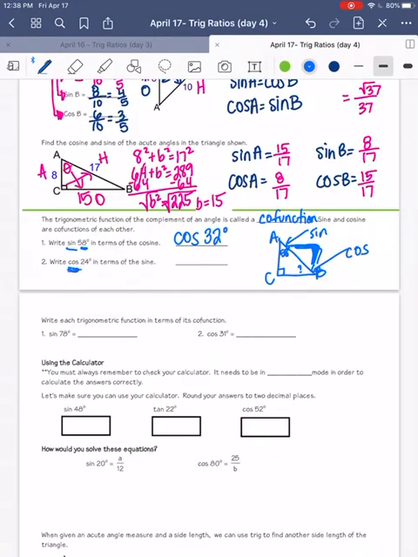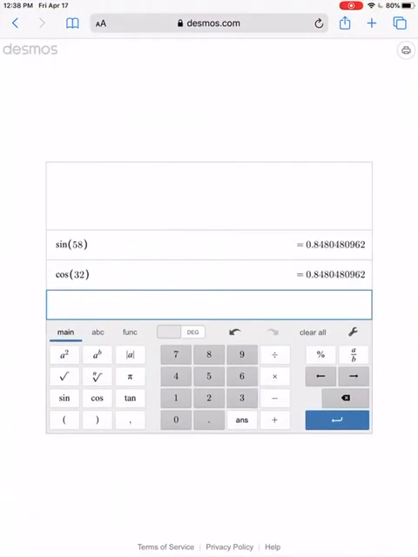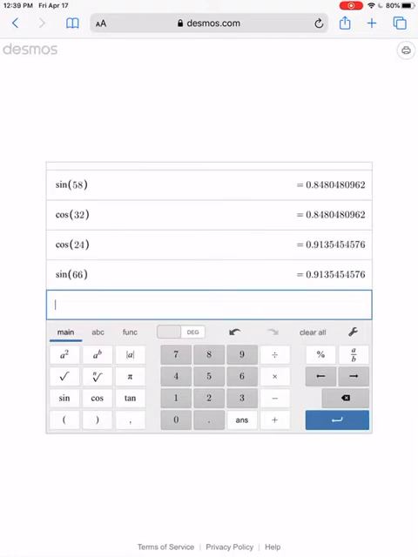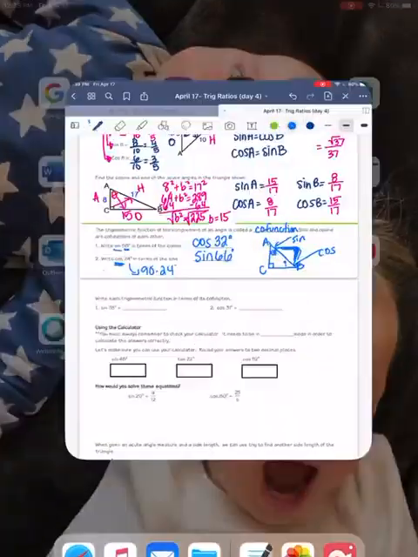If we have cosine, we know we need sine. It's the opposite word. And then we need to do 90 minus 24, or the complement of 24 degrees. So 90 minus 24 is 66 degrees. And now let's check ourselves. Okay, so cosine 24, let's see what that equals. And then let's do sine of 66 and see if we get the same thing. Yes, so we did it correctly.